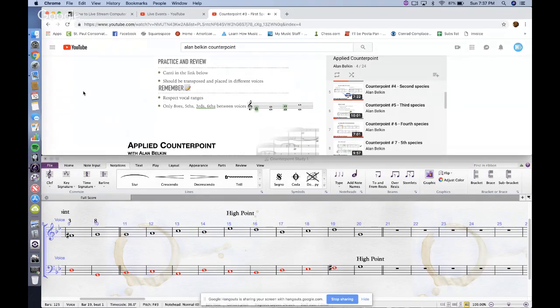Aim for overall harmonic richness. Not more than 3 bars of parallel movement at a time. Melodic peaks should not coincide. And sing and play.